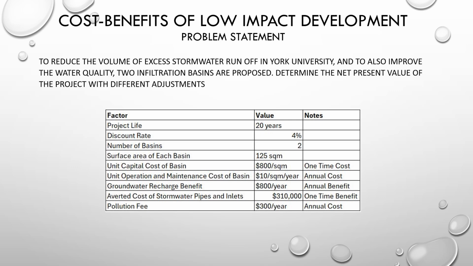Each surface area of each basin is 125 square meters. A unit capital cost of the basin at $800 per square meter, and this is a one-time cost. A unit operational and maintenance cost of the basin, which is $10 per square meter per year, which is an annual cost. We have the groundwater recharge benefit at $800 per year, and this is an annual benefit. And we have the averted cost of the stormwater pipes and inlets at $310,000, and this is a one-time benefit. Finally, we have the pollution fee of $300 per year, which is an annual cost.